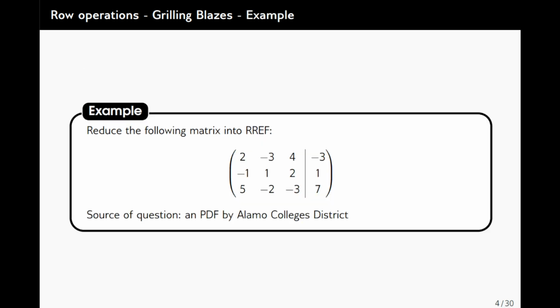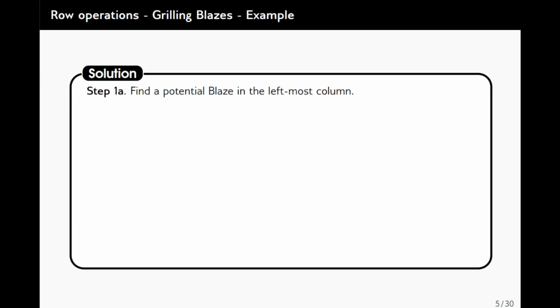So let's do an example. It's better to do an example and then show you how I understand this. Reduce the following matrix into REF. How are we going to do this? The point here is that what you want to do is find a place in the leftmost column.